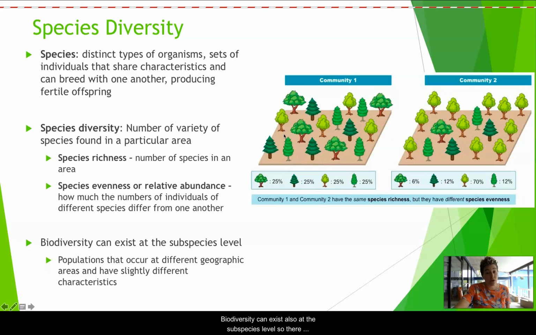Biodiversity can exist also at the subspecies level. So there are some populations of the same species that occur in different geographical areas and have slightly different characteristics than one another, but they're still considered the same species. But you can have diversity of subspecies as well.